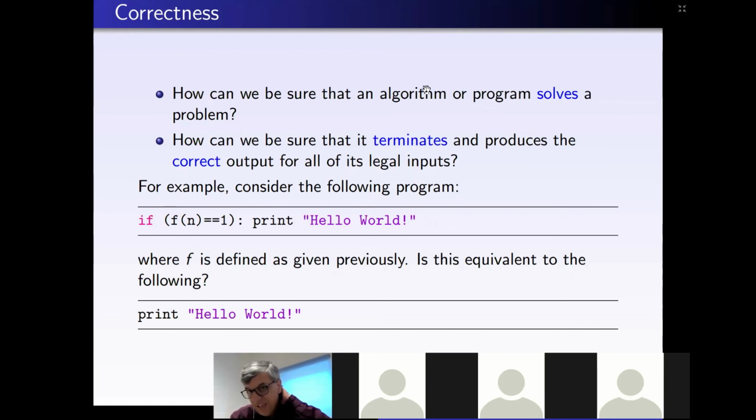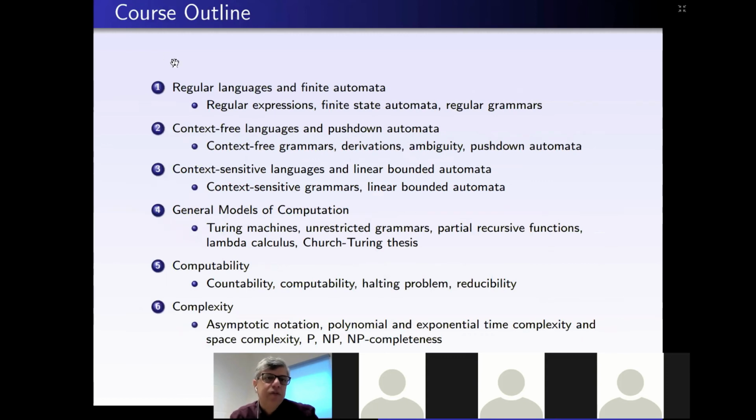Whether any algorithm is here to solve a problem or not. And then afterward, the course outline. Let's summarize this session with this one. We are going to talk about regular languages and finite automata, regular expressions, finite state automata, regular grammars, context-free languages and pushdown automata, context-free grammars, derivations, ambiguity, pushdown automata, context-sensitive languages and linear-bounded automata, context-sensitive grammar.